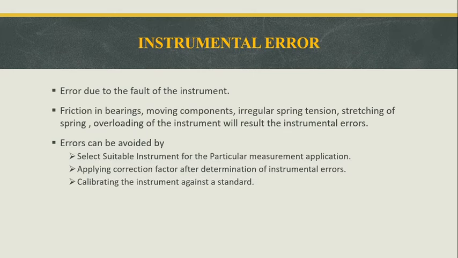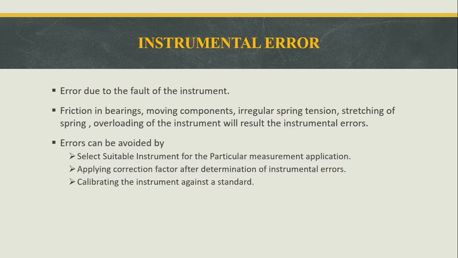Some instrumental errors may occur due to friction in bearings, friction in the instrument's moving components, irregular spring tension of the instrument, stretching of the spring, and overloading of the instrument. Overloading of the instrument means some external elements are used on the particular instrument, so that the instrument gets overloaded and causes errors.